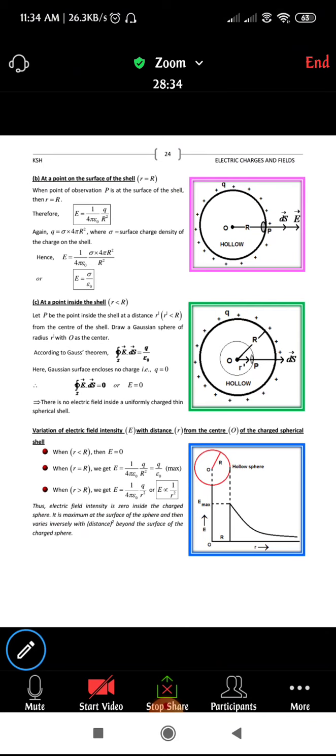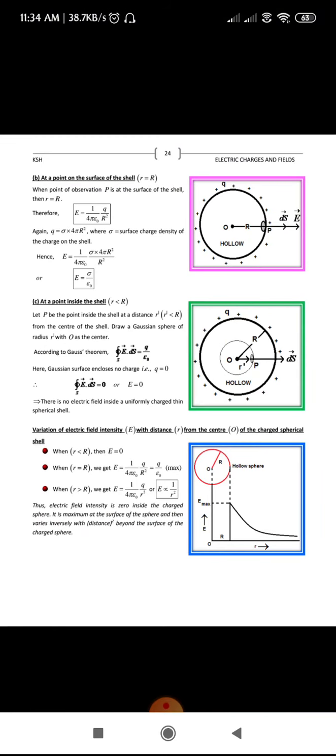See in this figure, as you know, we are going to draw a graph of electric field versus distance. Electric field versus r. What is r? It is the radius of the Gaussian surface, right? Or we can simply say that it is nothing but the distance. So we are going to draw the graph of electric field versus r.